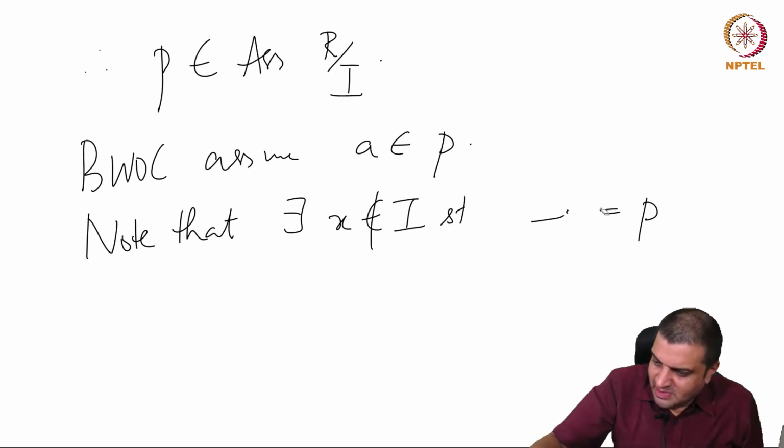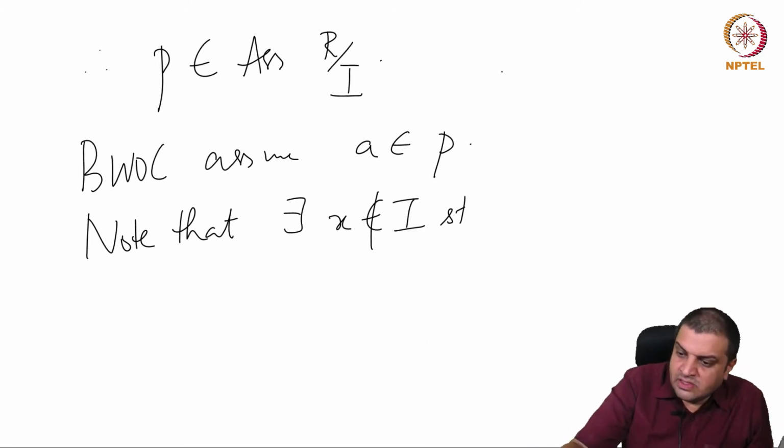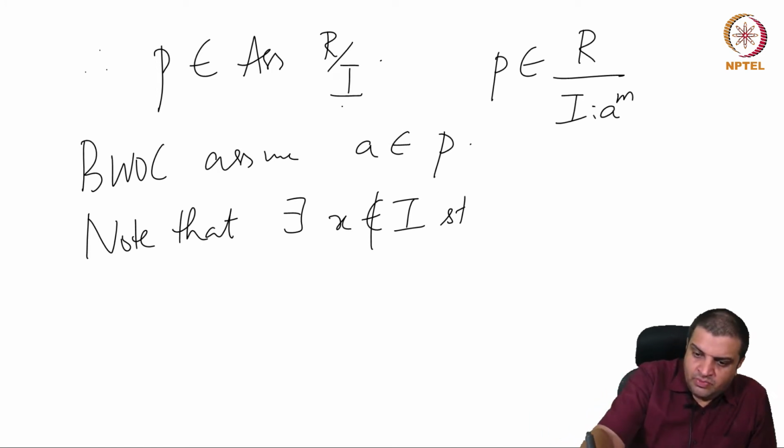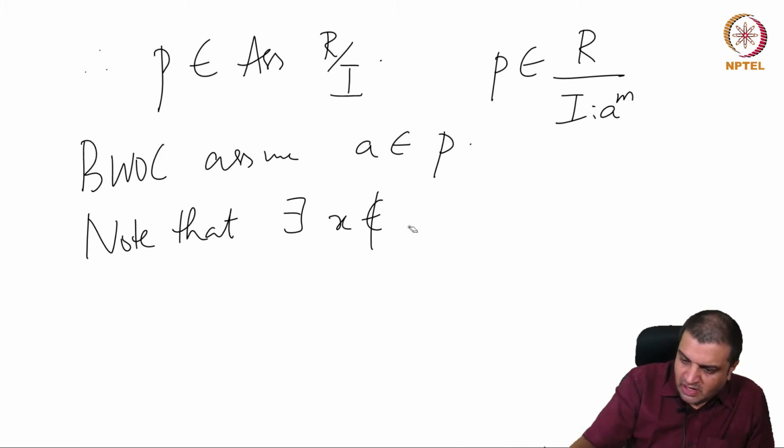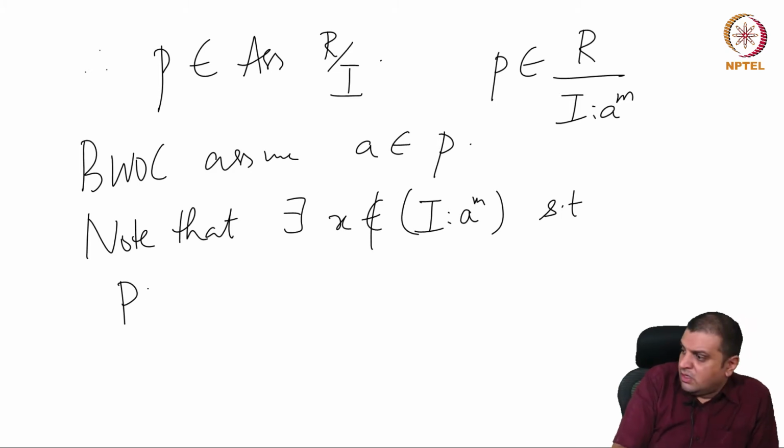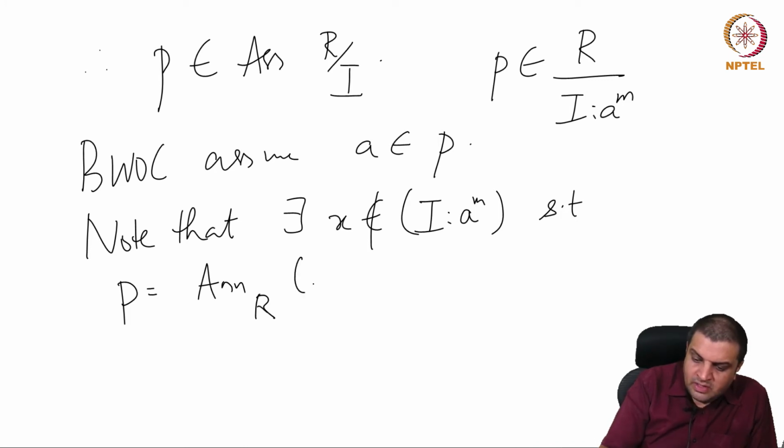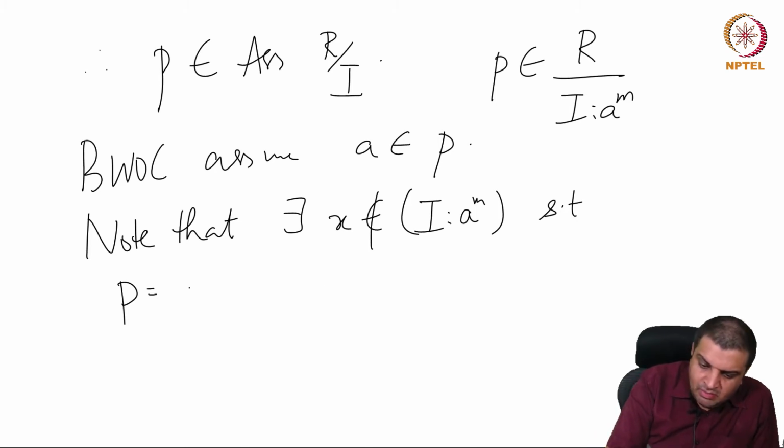Sorry, I apologize, I made a mistake here. The assumption is that P is associated to R mod I colon a to the m. We don't need to use this conclusion, just start from there itself. There exists an x not inside I colon a to the m such that P is the annihilator in R of x. I mean, P is what takes x into this ideal: I colon A to the m colon x.